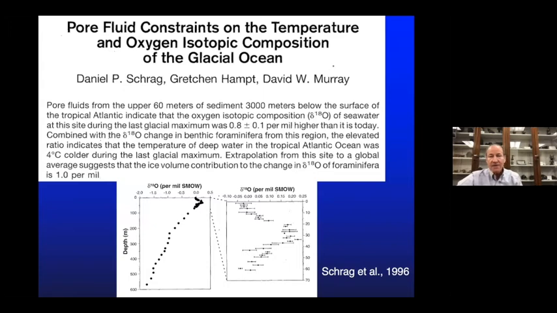And yet, we have evidence that suggests it was even colder. I'm not going to spend too much time on this, but this is a beautiful approach to capture the delta O18 of the glacial ocean by looking at pore water trapped beneath the ocean as sediments accumulate. So some of the glacial ocean, some of that water got buried with sediments as they were deposited beneath the seafloor.